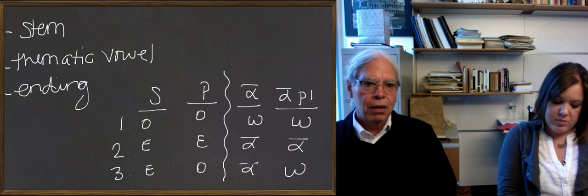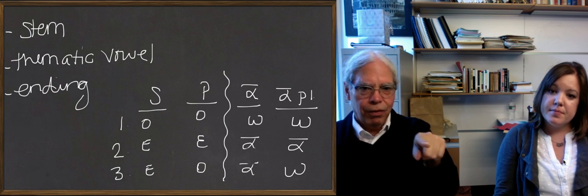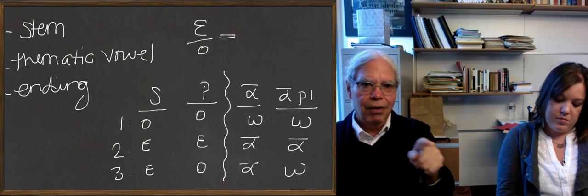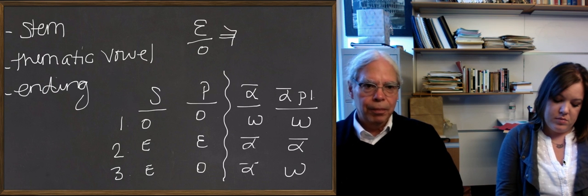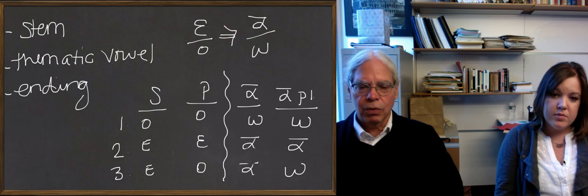But that's the key. You could sum it up by saying E slash O transforms into, so it's like an arrow, long alpha slash omega, okay? And that's the heart of the matter. And that's the best way to learn these forms.